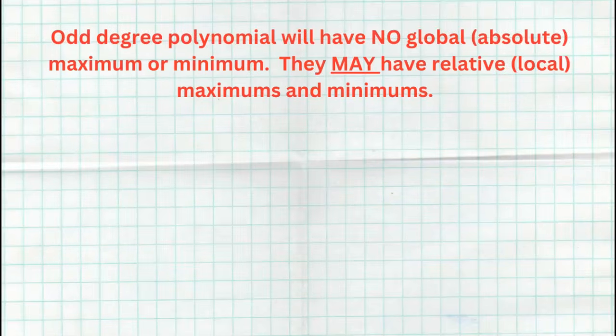Now, what about odd degree polynomials? Well, an odd degree polynomial will have no absolute max or mins. In an odd degree polynomial, one end is going towards infinity and the other end is going towards negative infinity. So that means there could be no absolute max or min. Now, they may have relative or local max and mins, but they also may not. So the idea is that if you're an even degree polynomial, you will have an absolute max or absolute min. If you're odd, you will not.